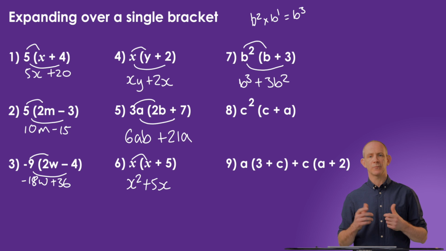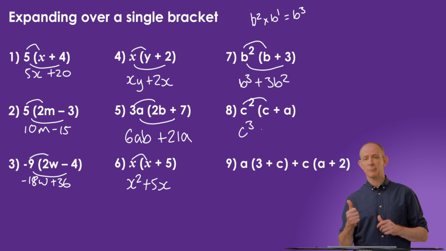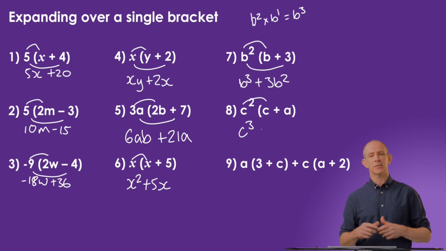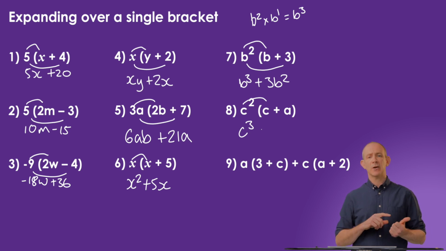In the next one, we've got another power as well. c to the power of 2, brackets, c plus a. c to the power of 2 times c would give us c to the power of 3. Remember, the c inside the brackets has a power of 1, we just don't write it. c to the power of 2, or c squared, times a would give us positive ac squared.